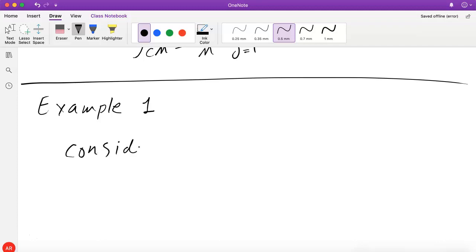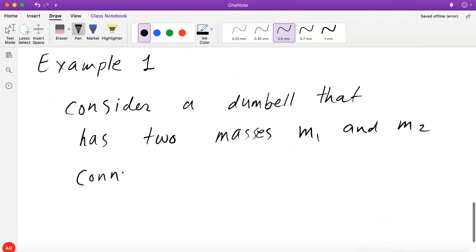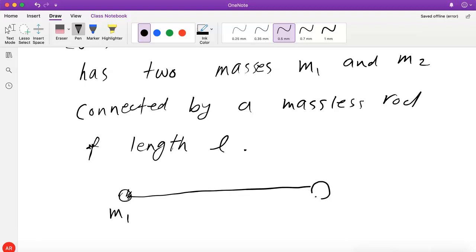Consider a dumbbell that has two masses, M1 and M2, connected by a massless rod of length L. So that's what we have. We have mass M1 here. Then there's a rod that doesn't have much mass. It's very light, and it's connected to another mass, M2. And this distance here from one mass to the other is L.